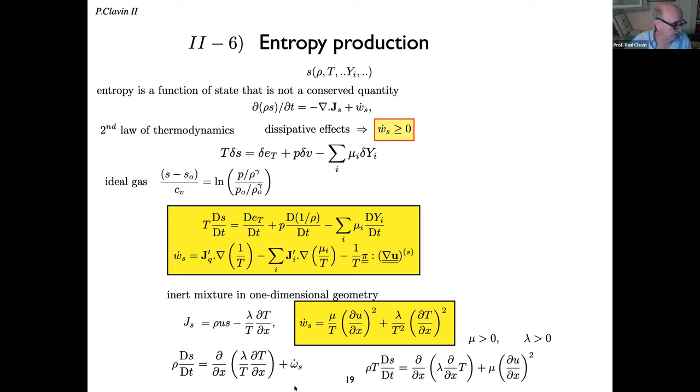So it looks to me that it is time for a 10-minute break before the last lecture of the day. Okay, so 10-minute break.